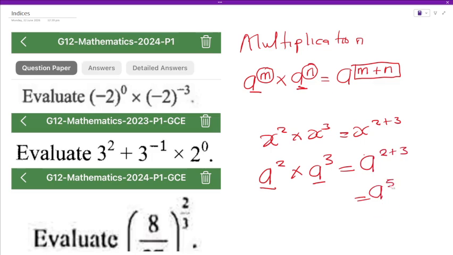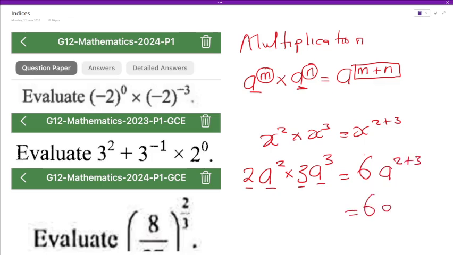Now, what about when you have numbers in front of those variables? Let's say there's a 2 here and then times, you have a 3 there. How are you going to do it? The first thing is to multiply the numbers. 2 times 3, what does it give you? It gives you a 6. And then you apply that principle on the variables. So we are going to say a to the power 2 plus 3, which is going to give you 6a to the power 5 as your final answer. Okay, so that is that when it comes to multiplication.